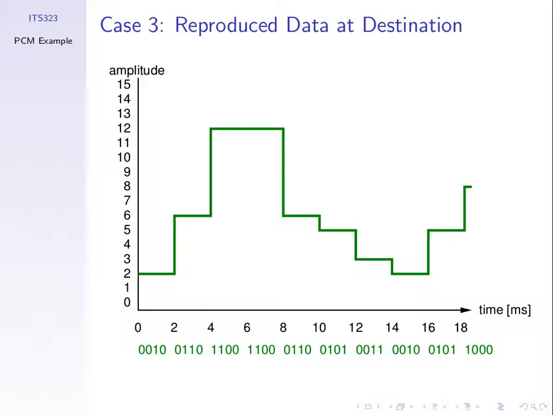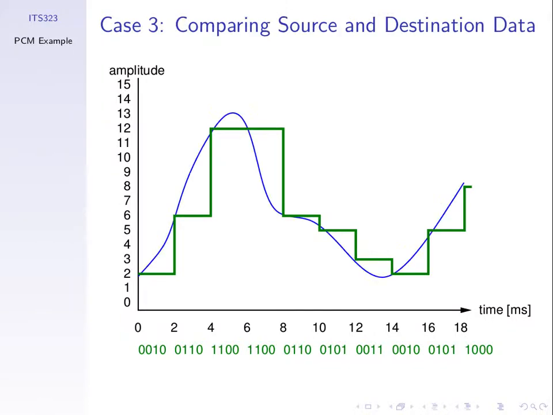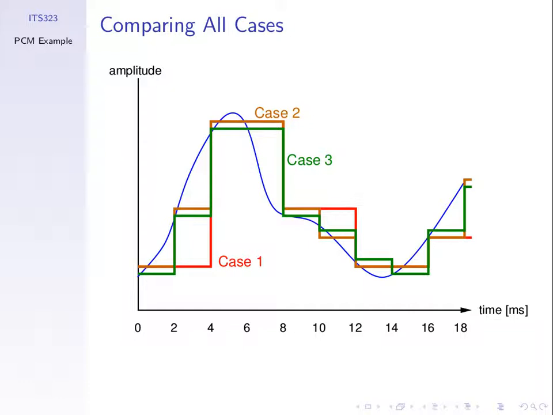And it's hard to compare across the slides which one's closer to the blue line. This one tries to compare those three cases. Case one was 4 millisecond interval, 8 levels. That's the red one. When you don't see the red one, it means it's underneath the orange one here.